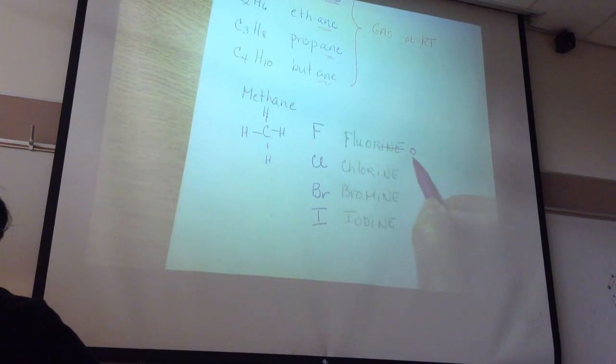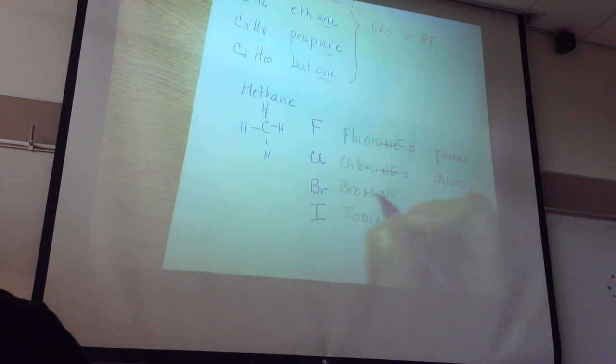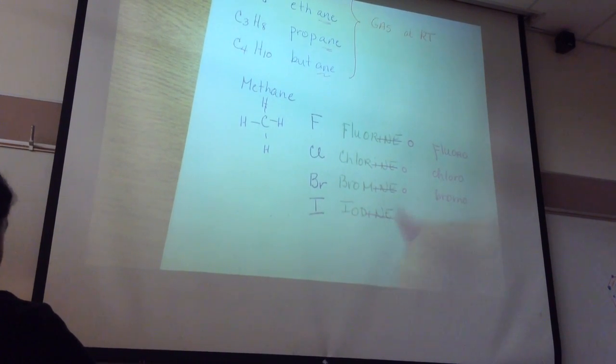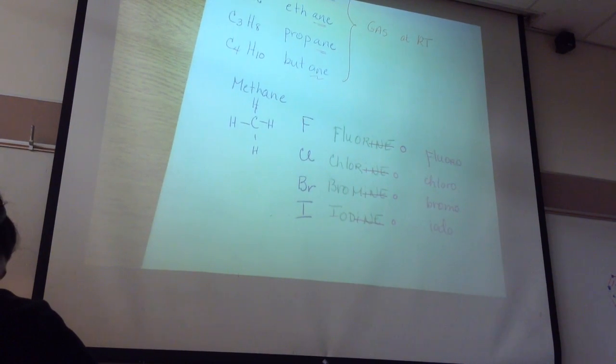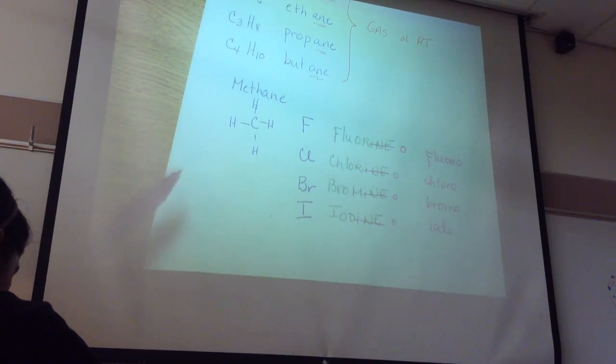So F becomes fluoro when you're attaching it to our organic compounds. Chlorine, you take the I and E off and you add the O, so it becomes chloro. Bromine becomes bromo. And iodine, you take the I and E off and it becomes iodo. So fluoro, chloro, bromo, iodo. If I were to say how many monochloromethanes can you make, you'll simply say 1, because all those hydrogens are equivalent.